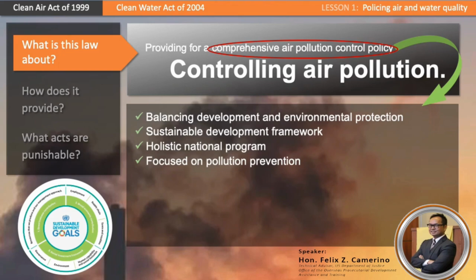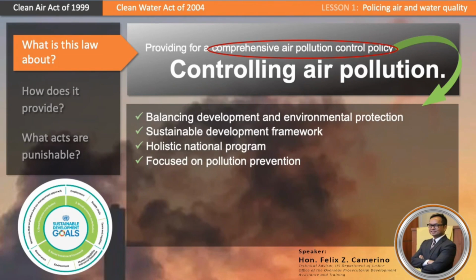So same with what we're talking about here when we say holistic. It should be all-encompassing. It's an all-encompassing national program aimed at managing and controlling air pollution. Okay, so that's really all it says. Now, in addition to this, it says that this holistic national program should focus on pollution prevention.